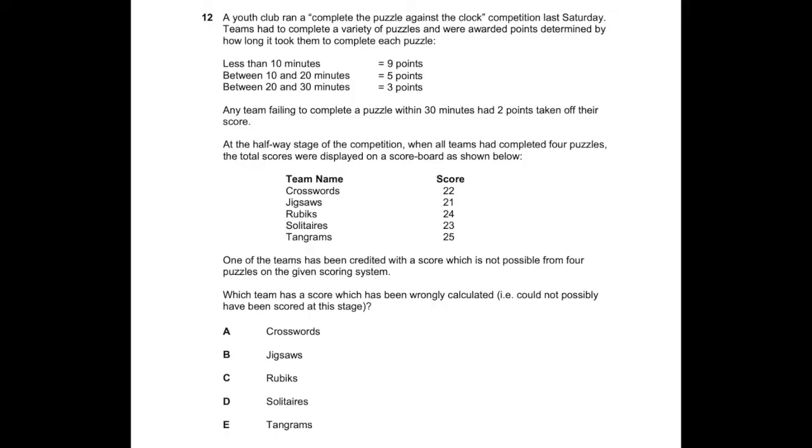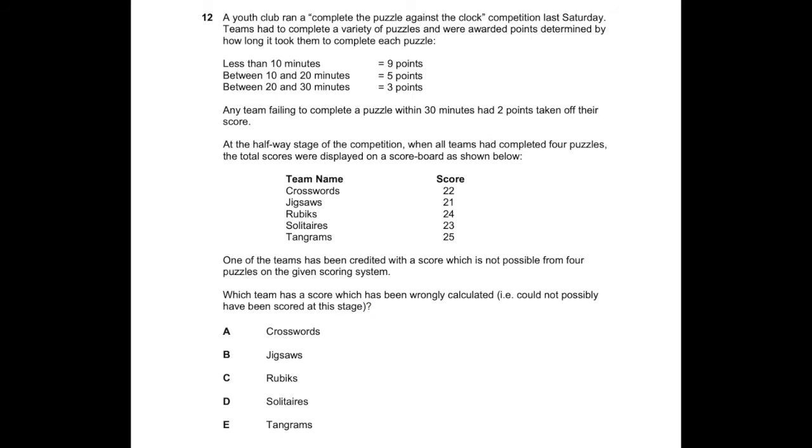Question 12. A youth club ran a Complete the Puzzle Against the Clock competition last Saturday. Teams had to complete a variety of puzzles and were awarded points determined by how long it took them to complete each puzzle. Less than 10 minutes equals 9 points, between 10 and 20 minutes equals 5 points, between 20 and 30 minutes equals 3 points. Any team failing to complete a puzzle within 30 minutes had 2 points taken off their score. At the halfway stage of the competition, when all teams had completed 4 puzzles, the total scores were displayed on a scoreboard as shown below.